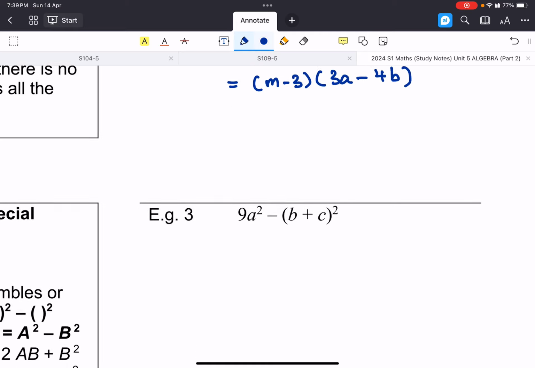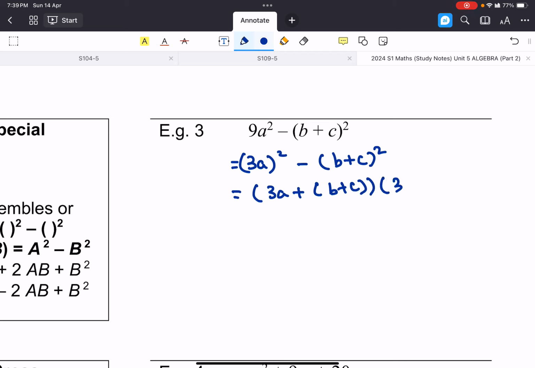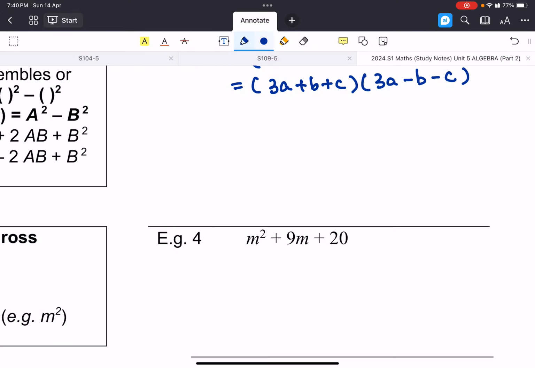Now the next one, special identity. So this is 3a squared minus b plus c squared. So this gives me 3a plus b plus c. Now, caution here, it will be a good habit to have them in brackets first before we simplify. And we have 3a minus b plus c, because of this situation over here. So we'll end up with 3a plus b plus c, and here will be 3a minus b minus c. Beware, it's minus b minus c.